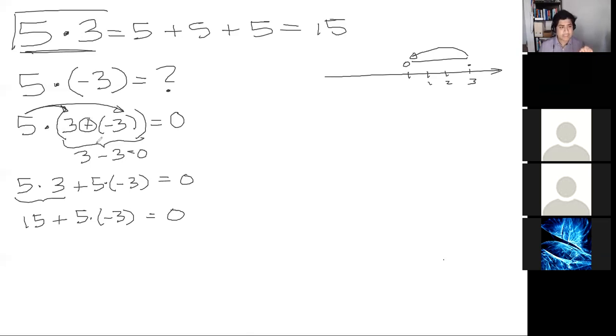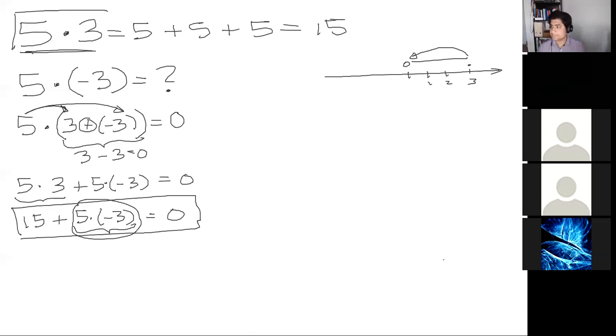So knowing that, what then must this term be equal to for this entire equation to be valid or true? And I want one of you guys to answer this. What must this term be equal to? Which number? Just negative 15. Negative 15, yes.